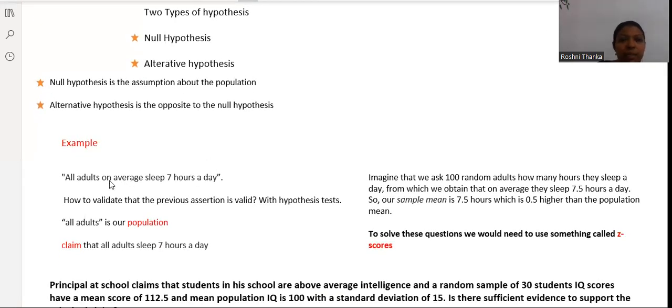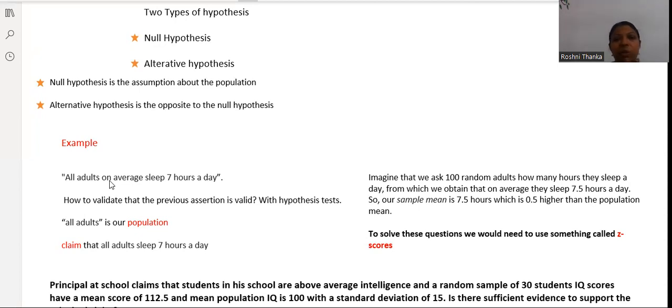There is a statement that we want to prove: all adults on average sleep 7 hours a day. So I want to check throughout India. Is it possible for me to go and check with every individual, every adult of India? No, it's not possible. So here the claim is that all adults on average sleep for 7 hours. What is the population? All adults.